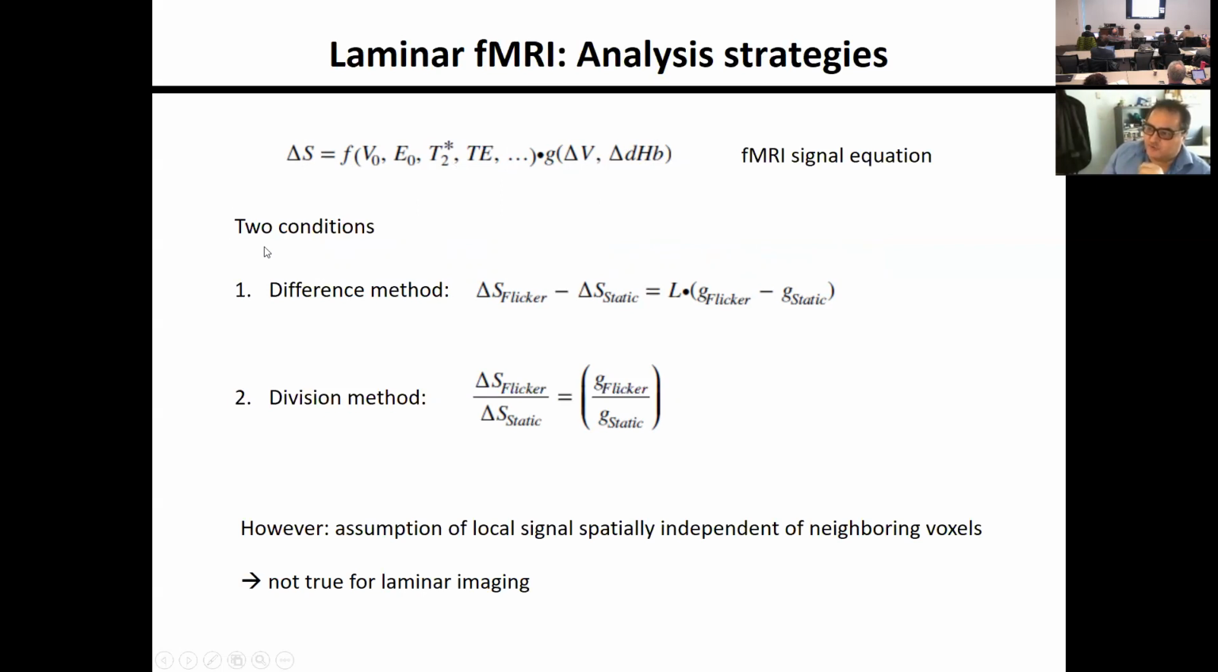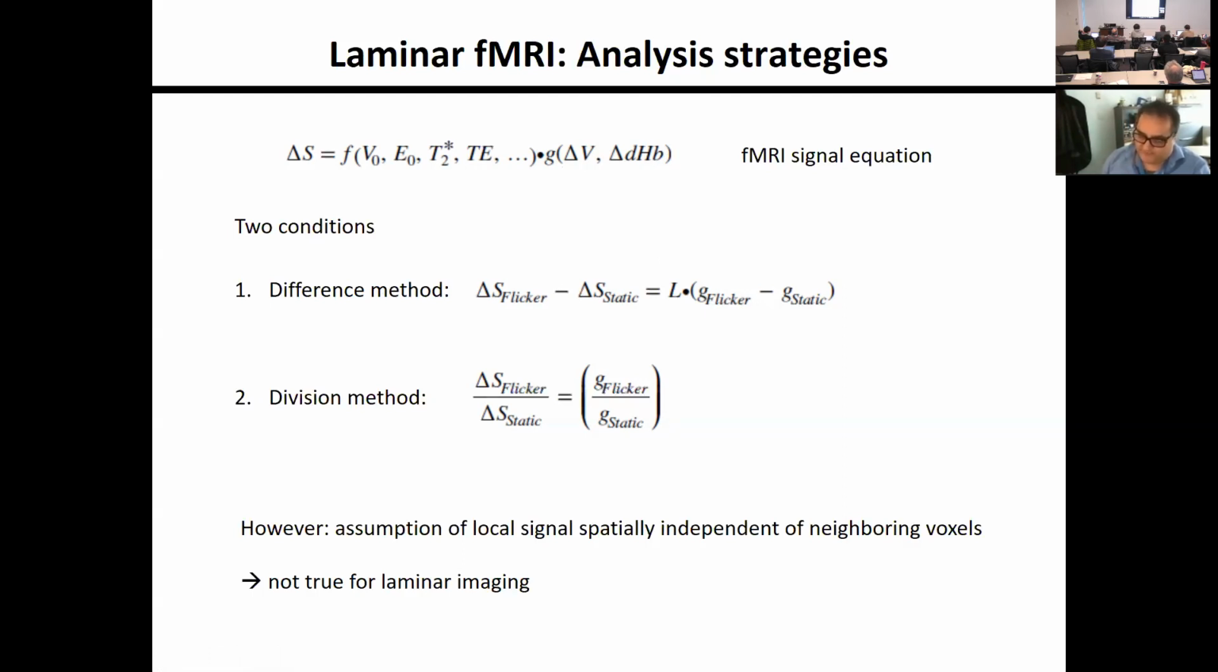Now imagine you have two conditions. Usually when we do a general linear model, what we do is take the difference between these two conditions. Let's call one condition flicker, the other condition static. If you substitute this function, call it L, you have flicker minus static of the activation, but you have an L, a scaling factor, which means in principle, GLM is spatially biased to voxels with higher sensitivity, for example, big veins and so on.